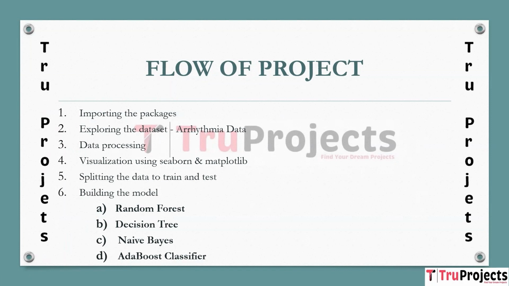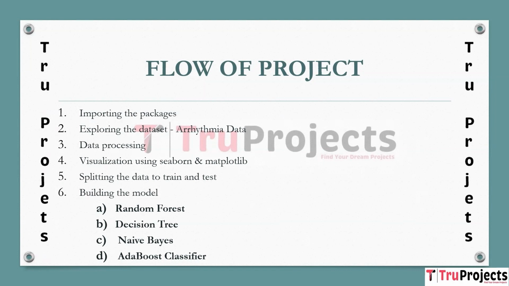Second one is exploring the dataset, arrhythmia data. In this module, the project begins by acquiring and exploring the arrhythmia data, which contains vital patient information related to COPD. Understanding the dataset is crucial for feature selection and model building. Third one is data processing. Data pre-processing includes tasks like handling missing values, feature scaling, encoding categorical variables, and preparing the data for machine learning algorithms. Clean and well-structured data is essential for accurate model training.